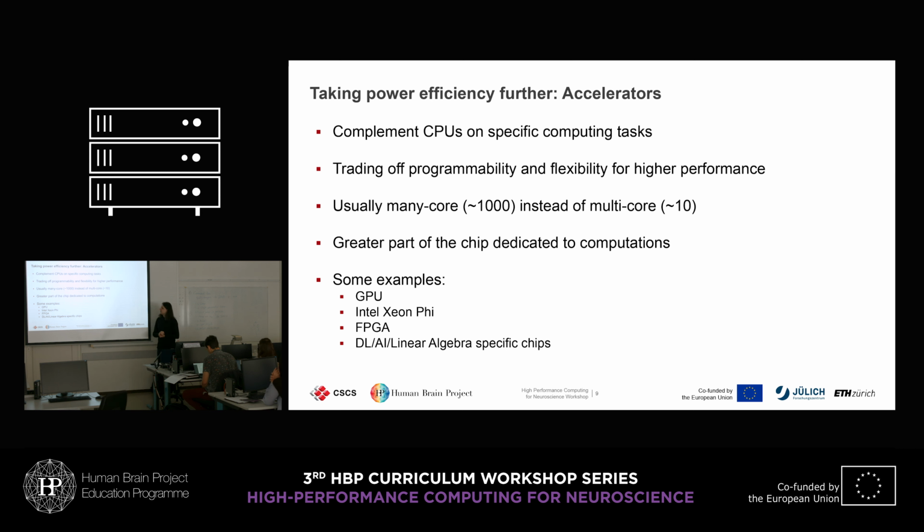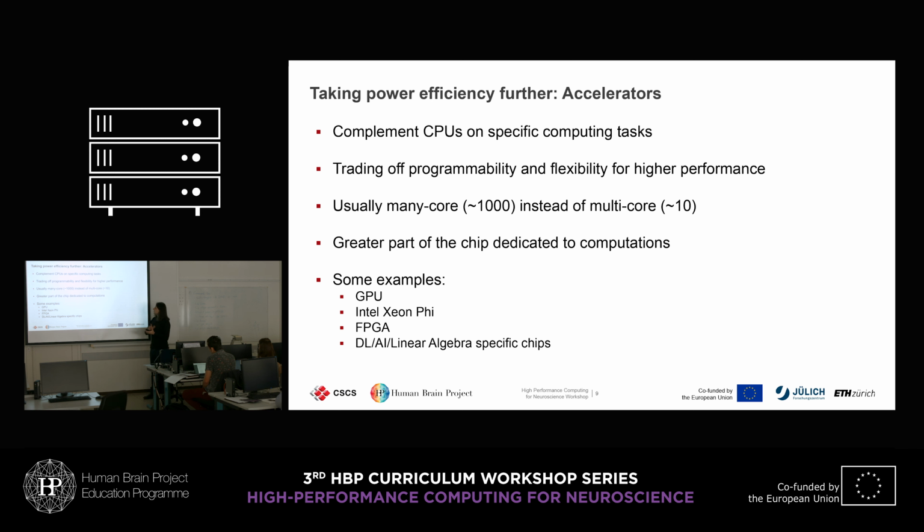They usually feature thousands of cores. For these reasons, they are called many-core architectures instead of tens of cores, which are usually identified with the multi-core term. And the greater part of the chip of an accelerator is usually dedicated to the computation: more transistors, less program control. So by streamlining how the program should be written, you can dedicate more transistors to actually performing operations.